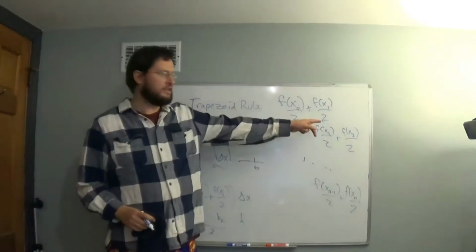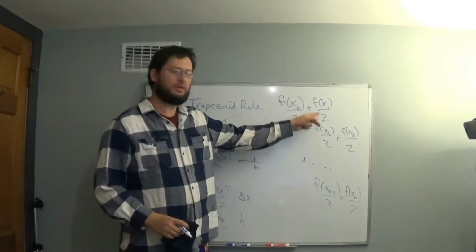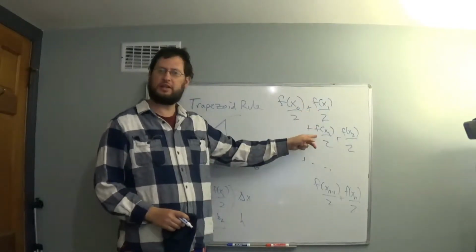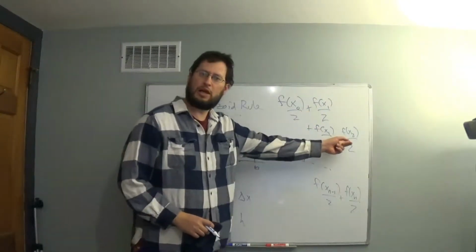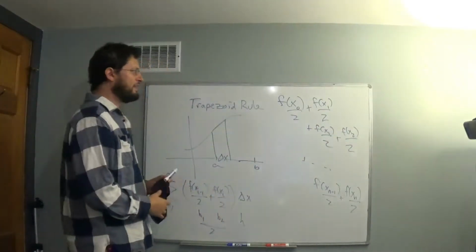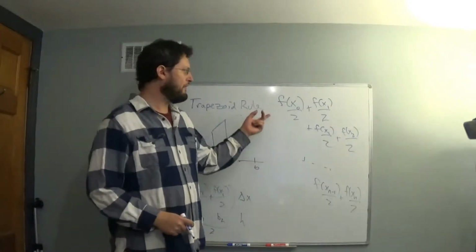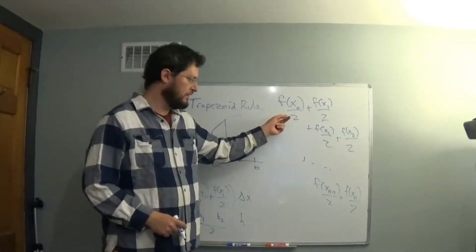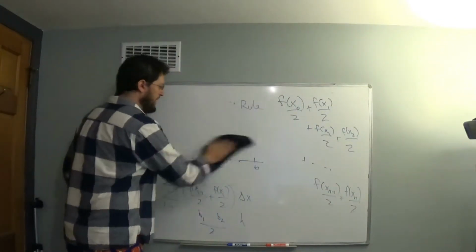And the idea here is that this is the same as this. And so when I add these up, 1/2 of f at x1 plus 1/2 of f at x1 is f at x1. The same thing will happen with f at x2. There's two versions of it, so when we add them up, it just becomes f at x2. The only ones that don't have a match are the very first one and the very last one.